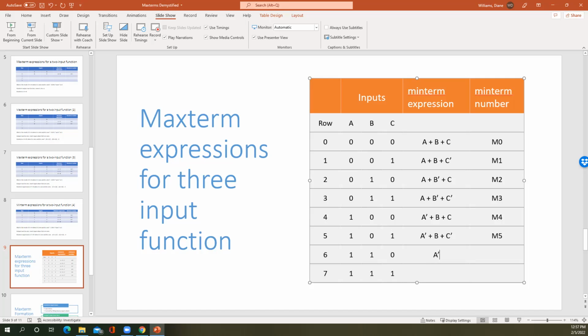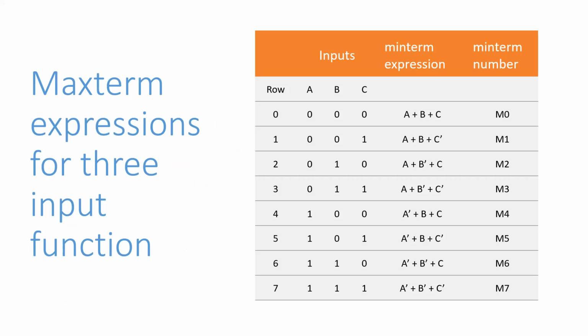A naught ORed with B naught, ORed with C, inverting the 1s, keeping the 0s. A naught ORed with B naught, ORed with C naught is max term 7 because all of our inputs are 1s. So if we invert the 1s, we end up with 0, ORed with 0, ORed with 0. And that's all there is to it in terms of forming max terms.